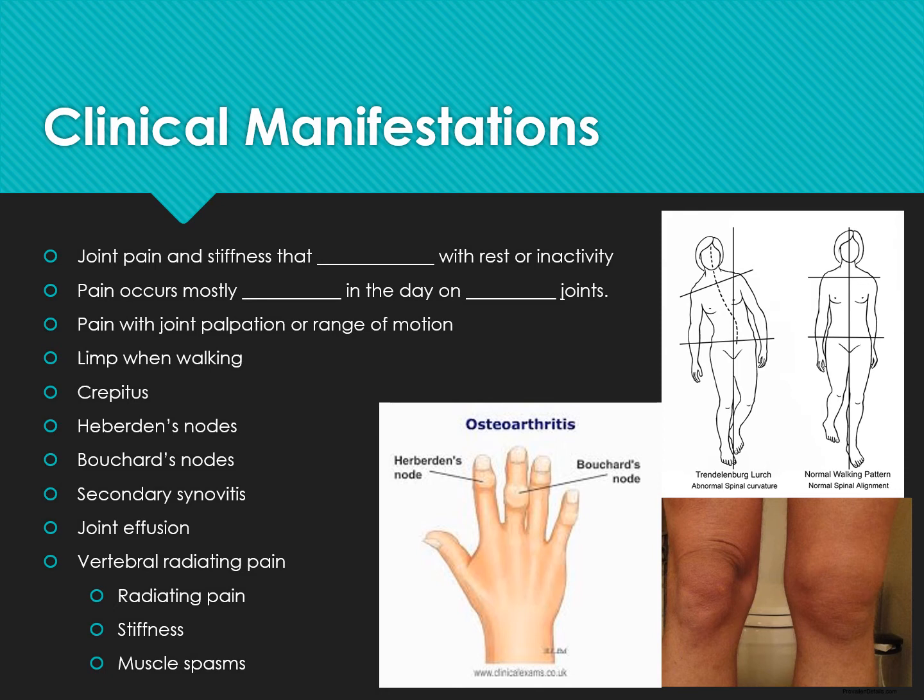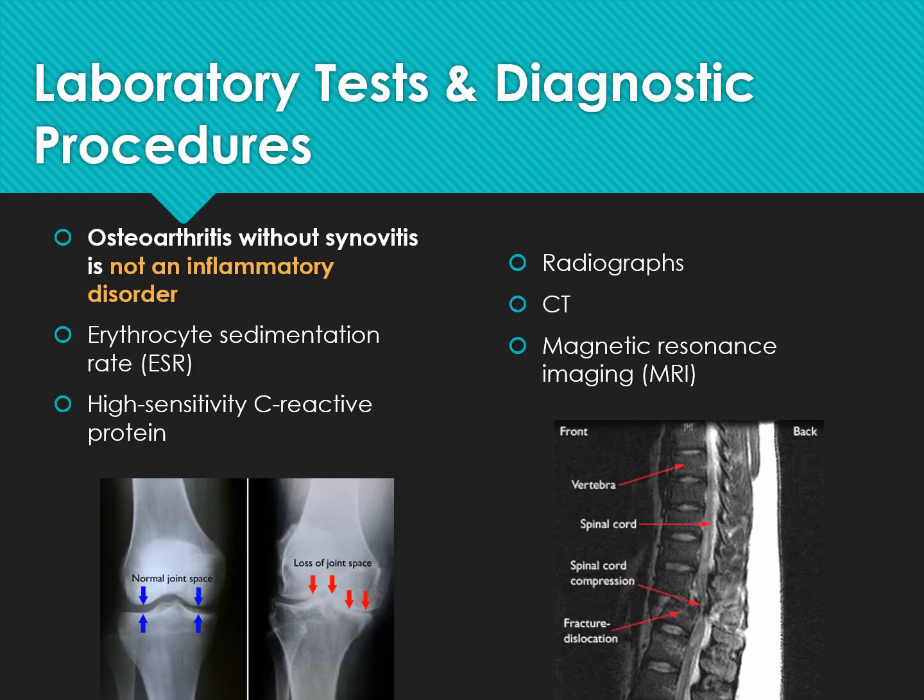If a patient does happen to have their cervical or even their lumbar joints affected, we will now see possible compression or the results of compression on nerve roots. And if this is the case, they're going to have nerve pain when they move their head or their hips in certain positions. They're going to have stiffness and complain of muscle spasms. In most individuals with osteoarthritis, we are not going to have any changes noted in their lab work.